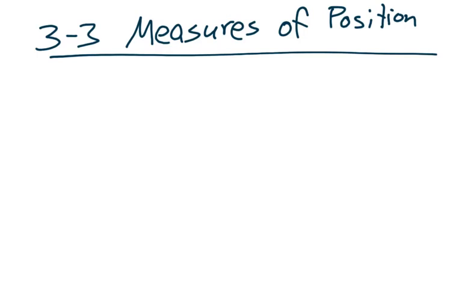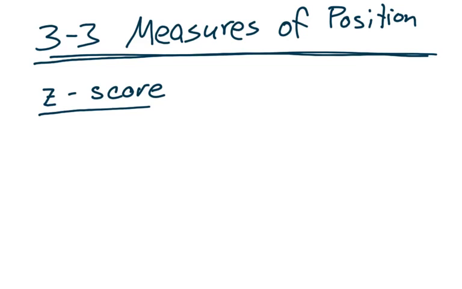And today we're going to be discussing Chapter 3, continuing. And this is the third section. This is on measures of position. So first thing is the z-score.